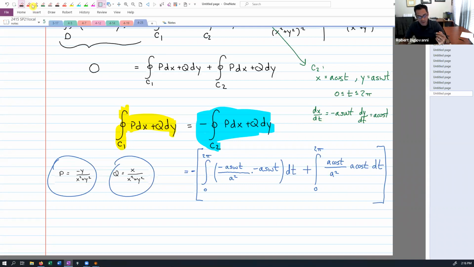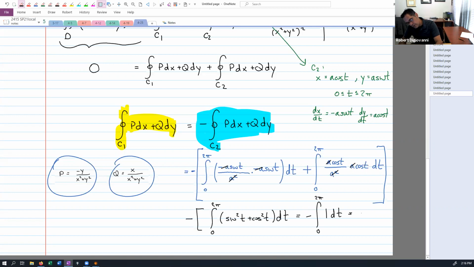Okay, do y'all see what happens? A squared, negative a, a squared. So this just becomes sine squared t. And then this integral is cosine squared t, and you can put the two together. So it'll become sine squared t plus cosine squared t dt, which is just negative. What do we got? Integral 0 to 2 pi of 1 dt, which should give you negative 2 pi.